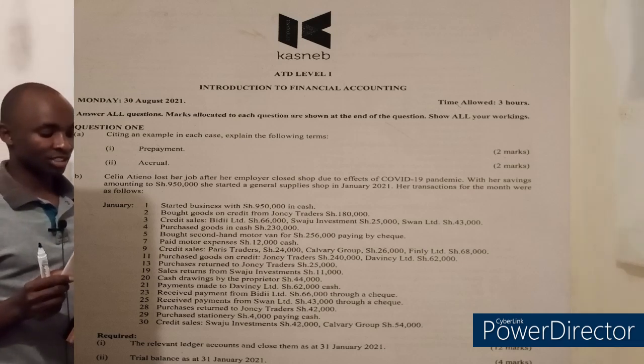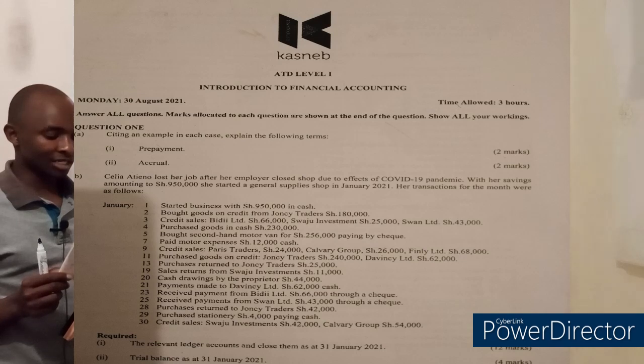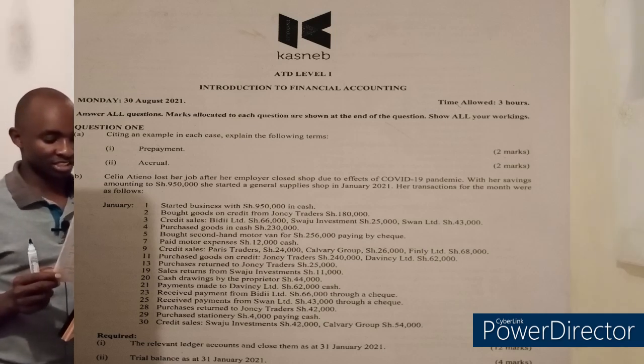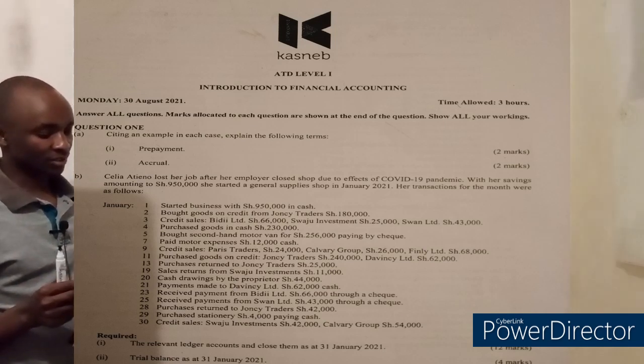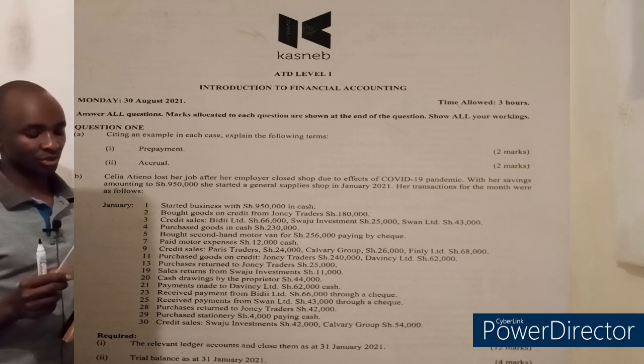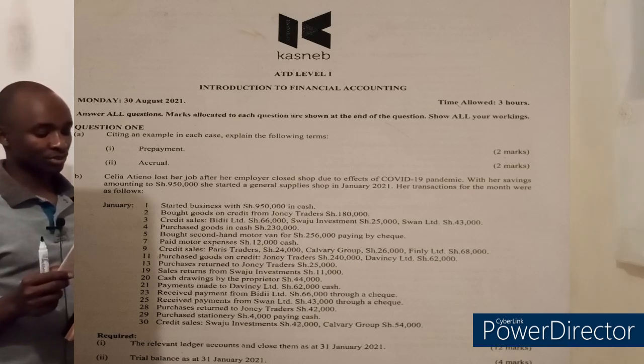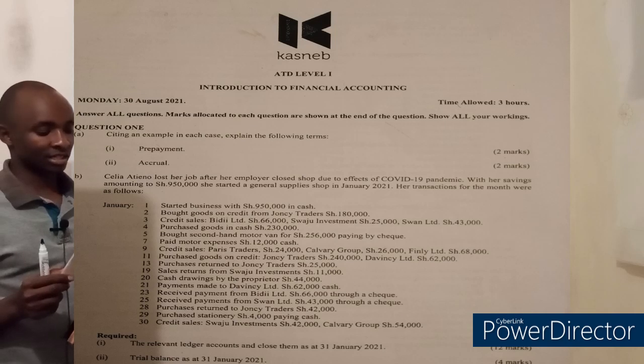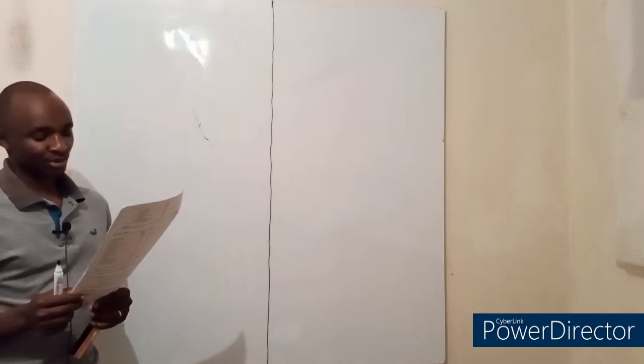January 29th, purchased stationery, 4,000 shillings, paying cash. Then January 30th, which is the last transaction, credit sales to Swaju Investments, 42,000 shillings; Calvary Group, 54,000 shillings. So we are required in this question to write up the relevant ledger accounts and close them as at 31st January 2021. And then you are also required to extract a trial balance as at 31st January 2021.